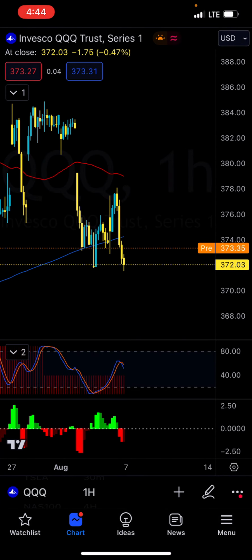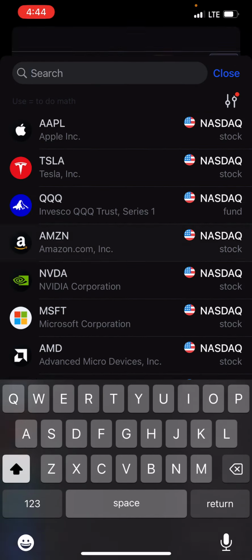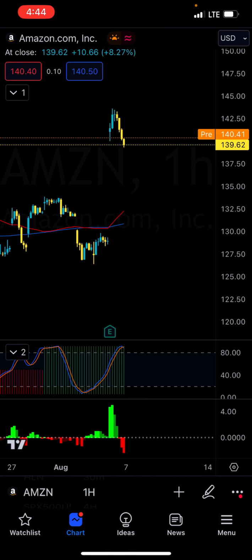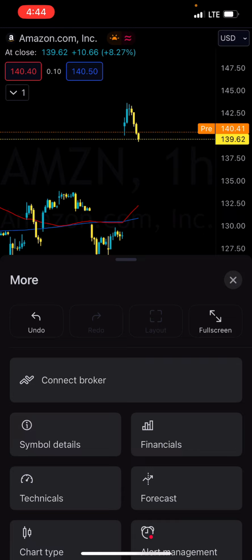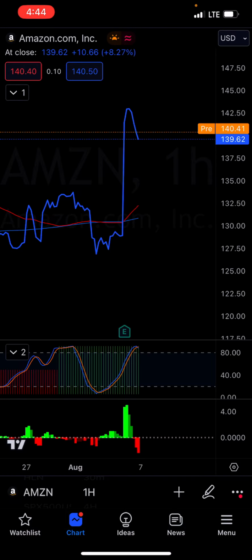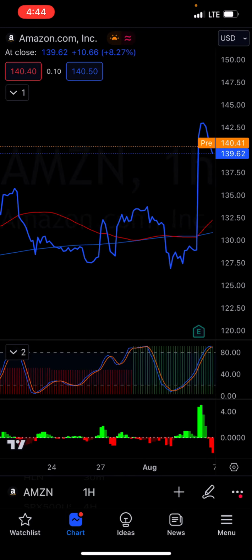Overall, keep in mind, I'm still very bearish on the market, but short term, I am pretty bullish. I do not care too much about QQQ, right?